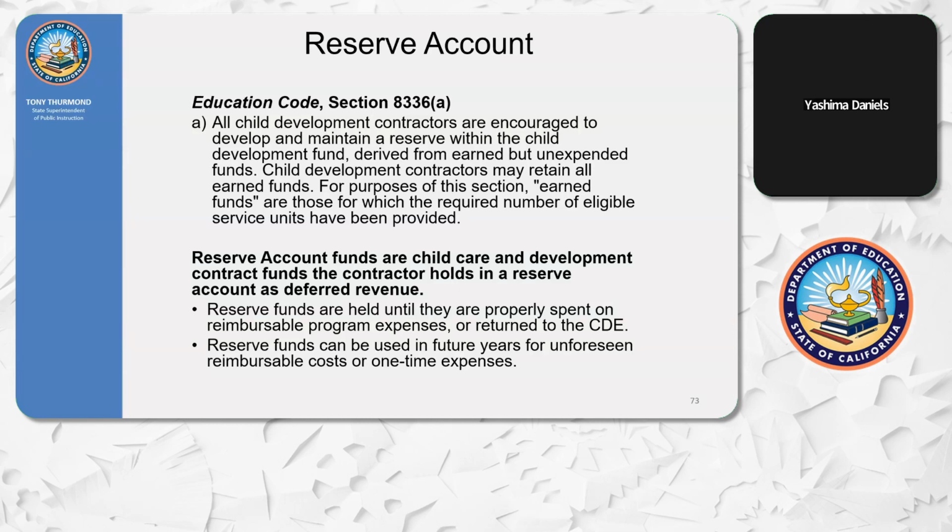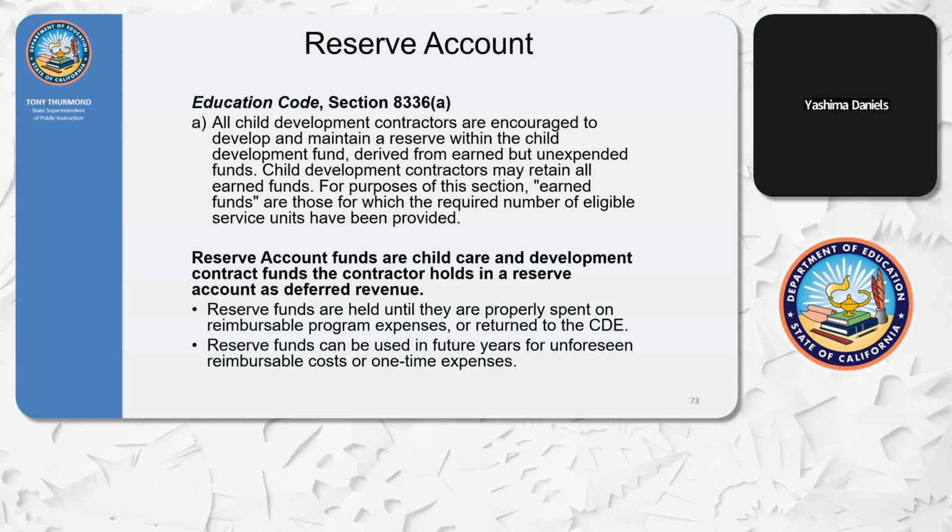Reserve funds are earned but unspent funds, which are available for use in those years when contract reimbursement is not sufficient to cover a program's reimbursable expenditures, with the only exception being that the funds cannot be used within the same year they were obtained. For example, if you earned reserve funds in fiscal year 22-23, those funds would not be able to be utilized until fiscal year 23-24 or any subsequent years.